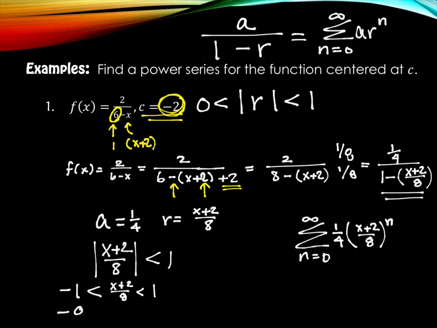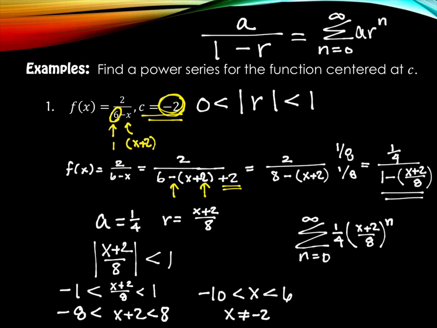Okay, so first we would multiply by our 8, so -8, like this. And then we would shift by subtracting 2. So we'd have -10 is less than x is less than 6. And it is true that x cannot equal -2, because that would make that 0. That's a condition as well.